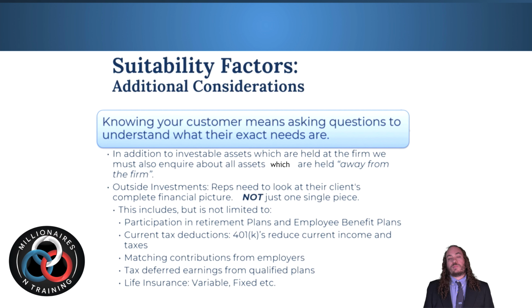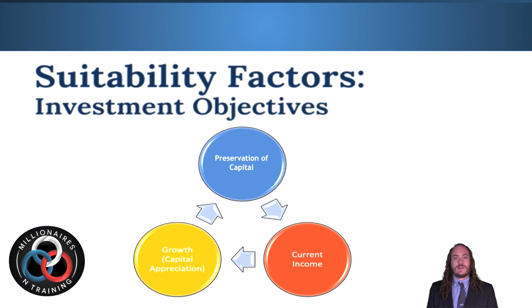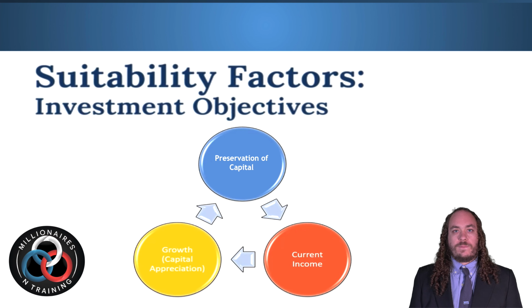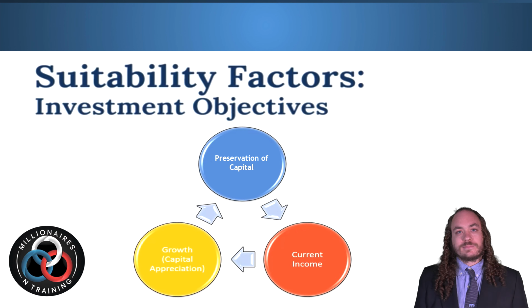That includes, but is not limited to, participation in retirement plans, whether it's a 401k or an IRA or a pension plan. Current tax deductions, like their 401k, reduce your current income and taxes. Matching contributions from an employer, tax-deferred earnings from those qualified plans, and life insurance, variable, fixed, and so on.